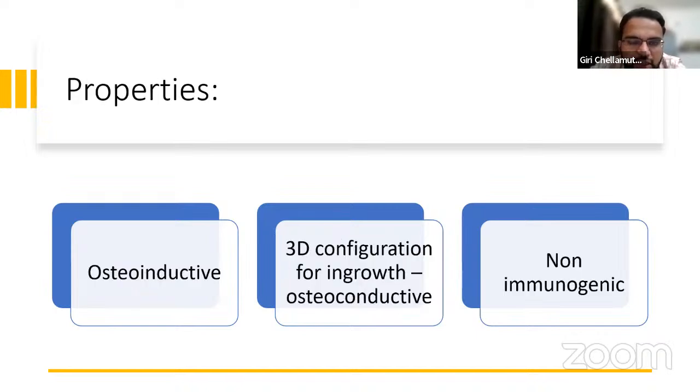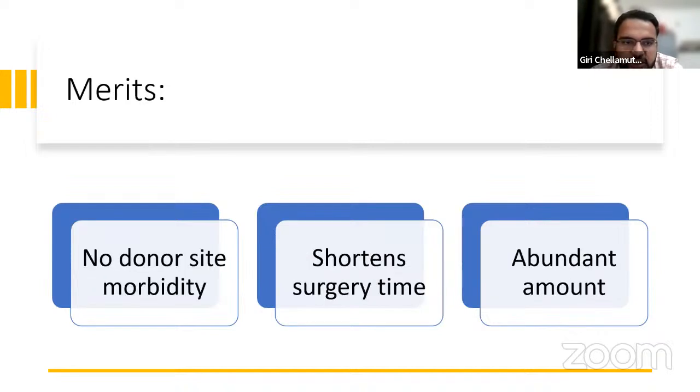So what are the properties? The properties reflect the composition of the demineralized bone graft. One is osteoinductive properties, since they contain some growth factors and bone morphogenetic proteins. And the 3D configuration of the collagen and non-collagen proteins provides it osteoconductive property as well, and they are essentially non-immunogenic because of their preparation method. So one property that we can see is lacking is the osteogenic property, which is present only in the autografts. So the merits are very obvious.